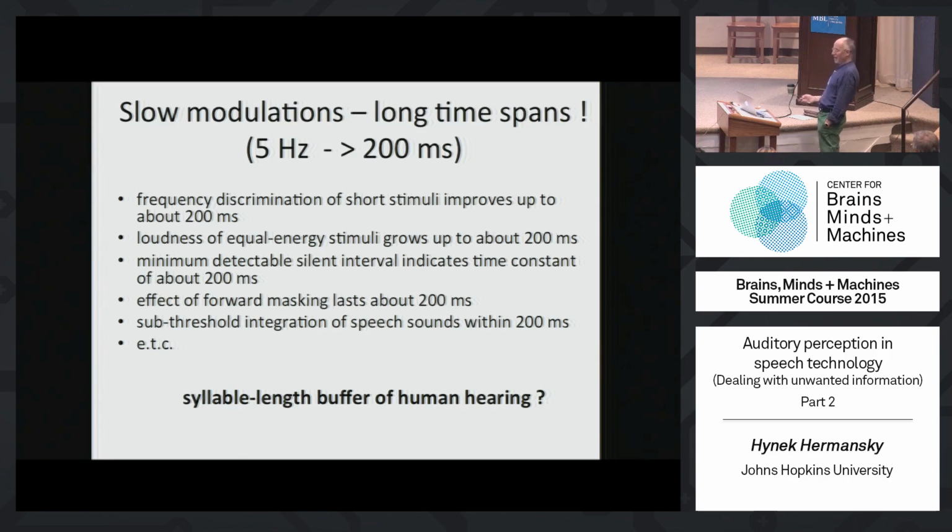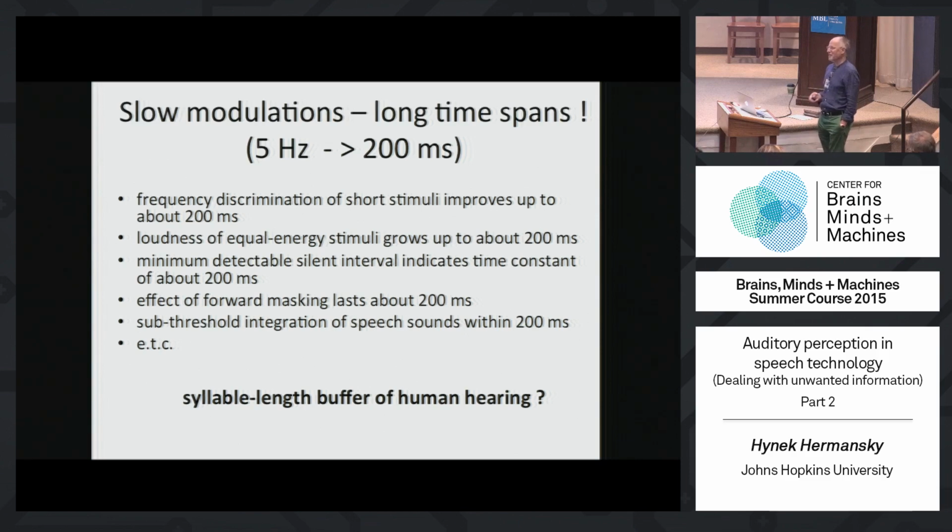My magic number of critical interval, which we have observed in this summation of subthreshold signals and temporal masking and so on. I have here a number of things which I listed. Frequency discrimination improved. If you are longer than 200 milliseconds, below 200 milliseconds of signal, you don't get such a good frequency discrimination. Loudness increases up to 200 milliseconds, then it stays constant, depends on the amplitude. Effect of forward masking I was showing you lasts about 200 milliseconds, independent of the amplitude of the masker. And subthreshold integration was also showing you.